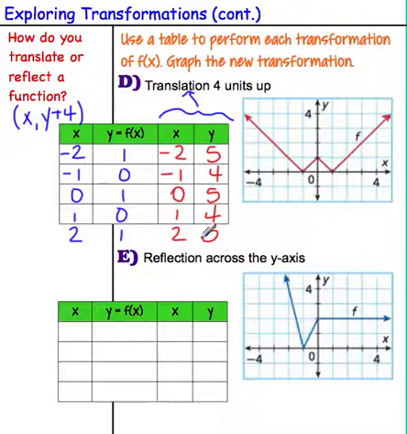So when I go ahead to regraph this, I have here -2, 5, -1, 4, 0, 5, 1, 4, 2, 5. So I can go ahead and connect my dots. And I have my translated transformation or translated function.